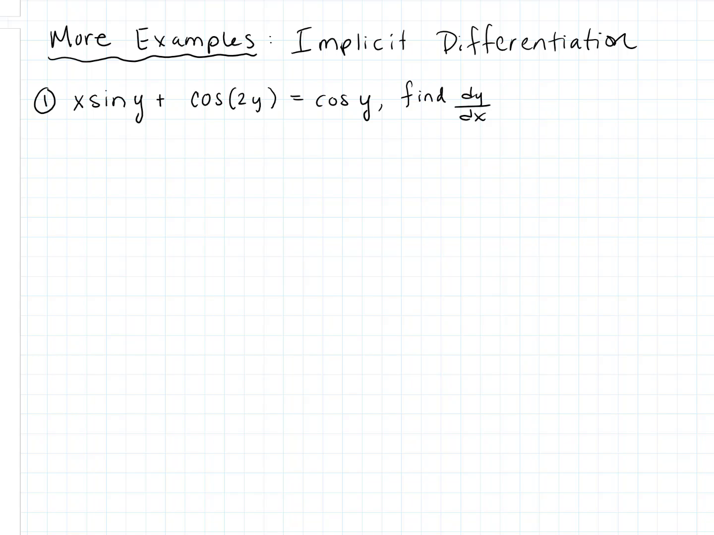Okay, so let's pick up where we left off with implicit differentiation, and let's look at a couple more examples of finding the derivative using implicit differentiation. So remember, what we're going to do for these particular examples when we apply implicit differentiation is we're going to be thinking of y as a function of x, even though we maybe can't write it that way.